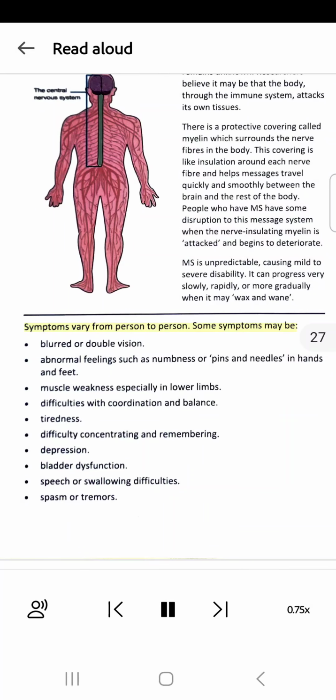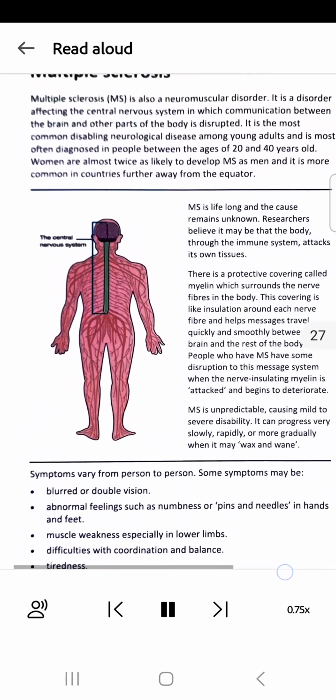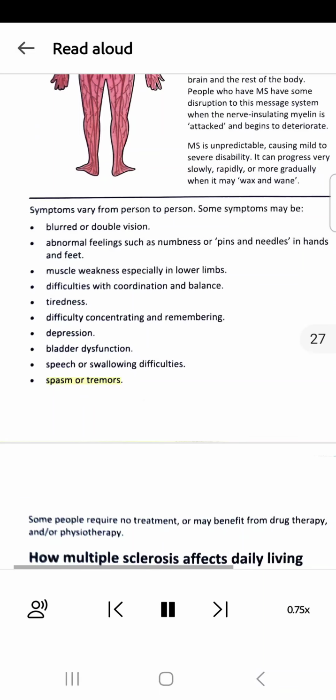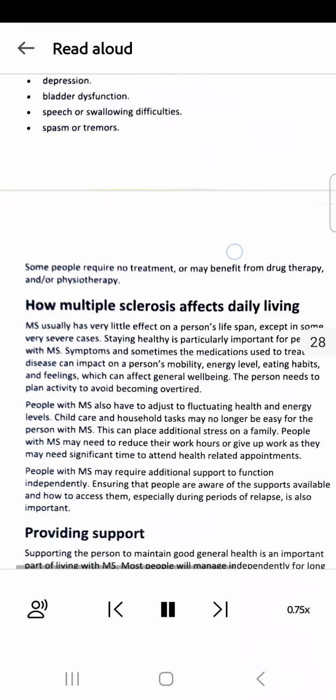Some symptoms may be blurred or double vision, abnormal feelings such as numbness or pins and needles in hands and feet, muscle weakness especially in lower limbs, difficulties with coordination and balance, tiredness, difficulty concentrating and remembering, depression, bladder dysfunction, speech or swallowing difficulties, spasm or tremors.